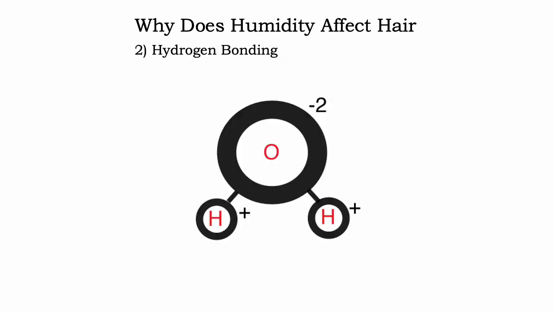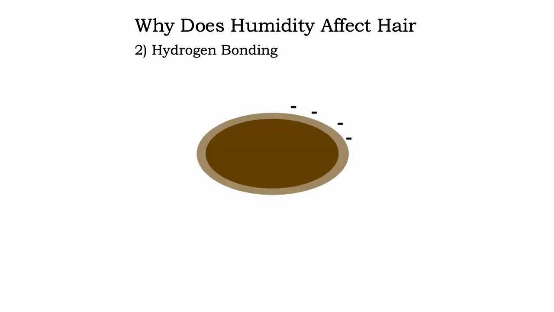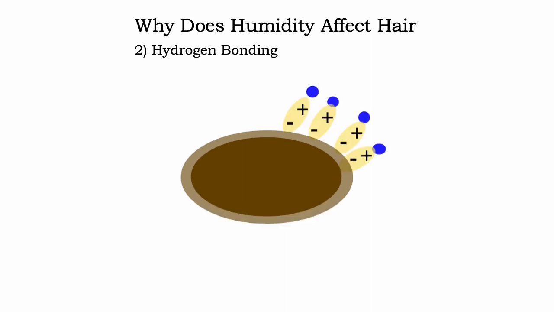Number 2 is hydrogen bonding. This is a water molecule. On the bottom are 2 plus charges. Hair has a net negative charge, and the positives and the negatives find each other. They bond to the water.